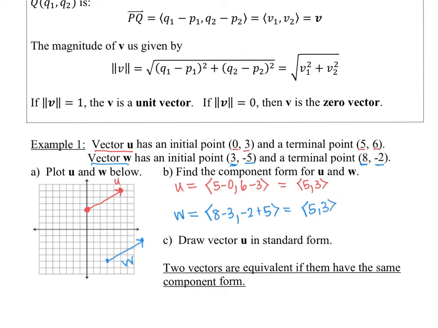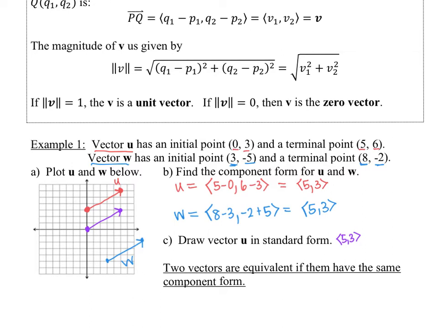Okay, now I'm going to redraw vector u in standard form. Standard form is using the component form with the initial side at 0, 0. So for vector u, initial side is 0, 0. In the x direction, I go 5, 1, 2, 3. In the y direction, I go 3, 1, 2, 3. And this is the new terminal side. If you look at vector u, this is the exact same as vector u. It just got moved into standard position, but it's the exact same size, it's the exact same direction.